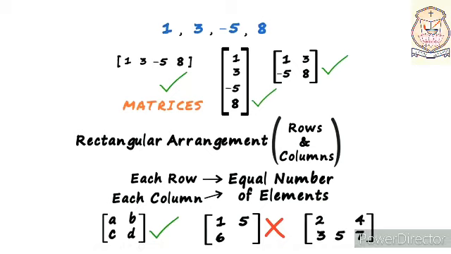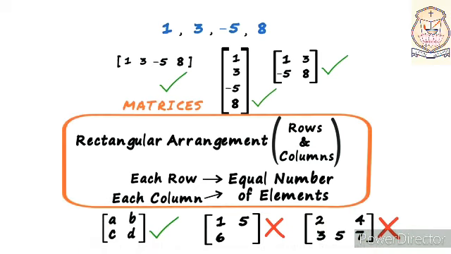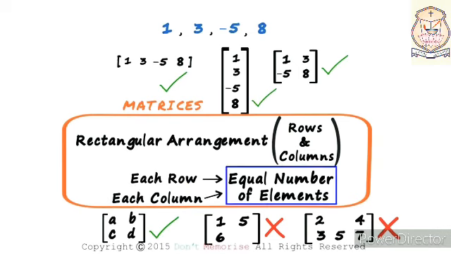What about this one with 5 elements? The number of elements in each of the columns is not the same. It's 2, 1 and 2, and this as well is not a matrix. So this is the definition. A rectangular arrangement of rows and columns in which each row should have equal number of elements and each column as well should have equal number of elements.